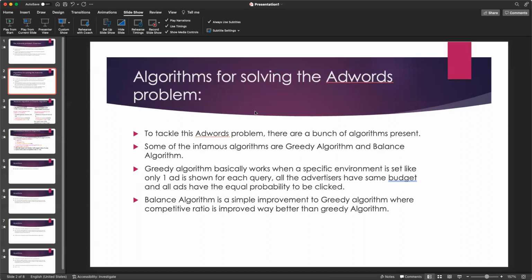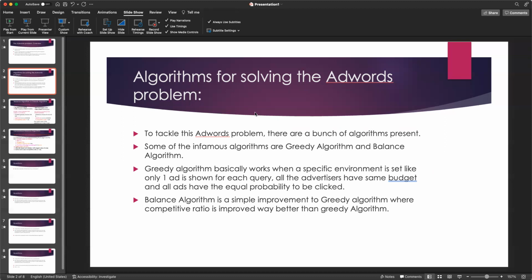To solve this AdWords problem, we have a bunch of algorithms. The basic algorithms which we'll be using are the greedy algorithm, and the balance algorithm also comes under the same. The greedy algorithm is the basic algorithm which we'll be using for this AdWords problem. For using the greedy algorithm, there is a specific set of rules to be followed. For example, for every query, only one ad should be shown.